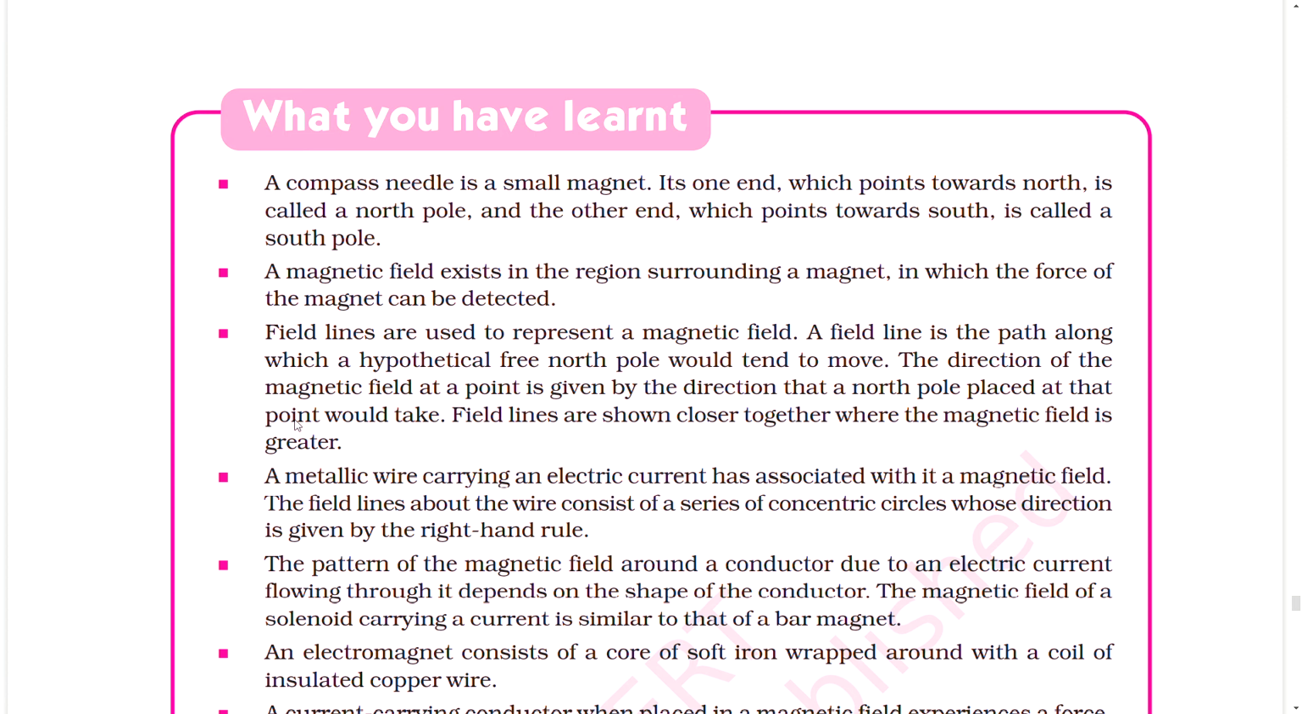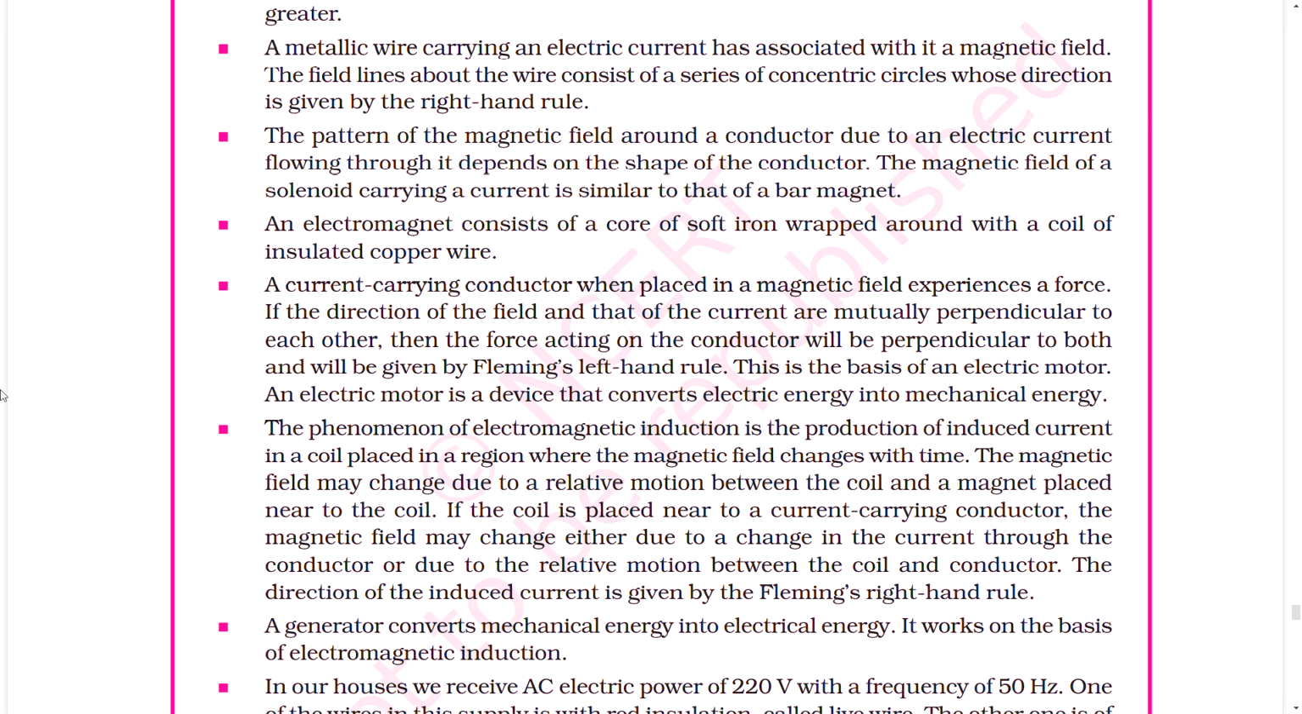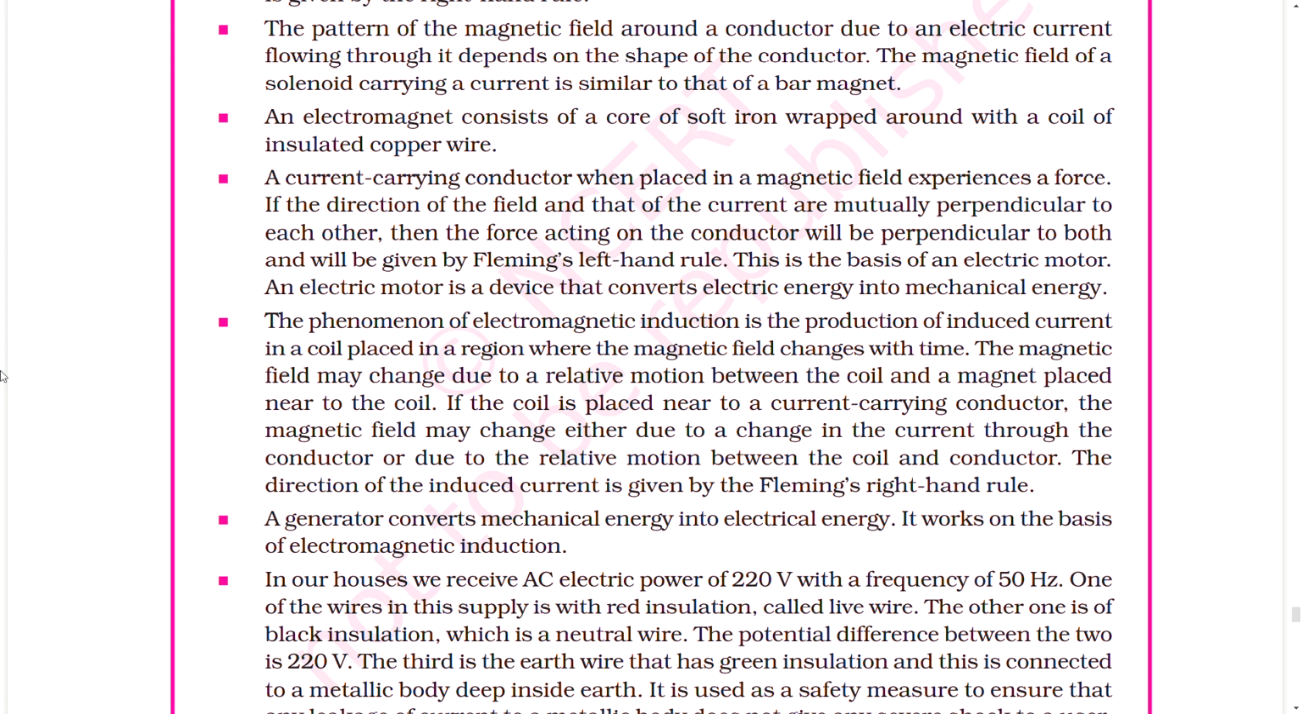The magnetic field of a solenoid carrying a current is similar to that of a bar magnet. An electromagnet consists of a core of soft iron wrapped around with a coil of insulated copper wire. A current-carrying conductor, when placed in a magnetic field, experiences a force if the direction of the field and that of current are mutually perpendicular to each other. Then the force acting on the conductor will be perpendicular to both and will be given by Fleming's left-hand rule. This is the basis of an electric motor.